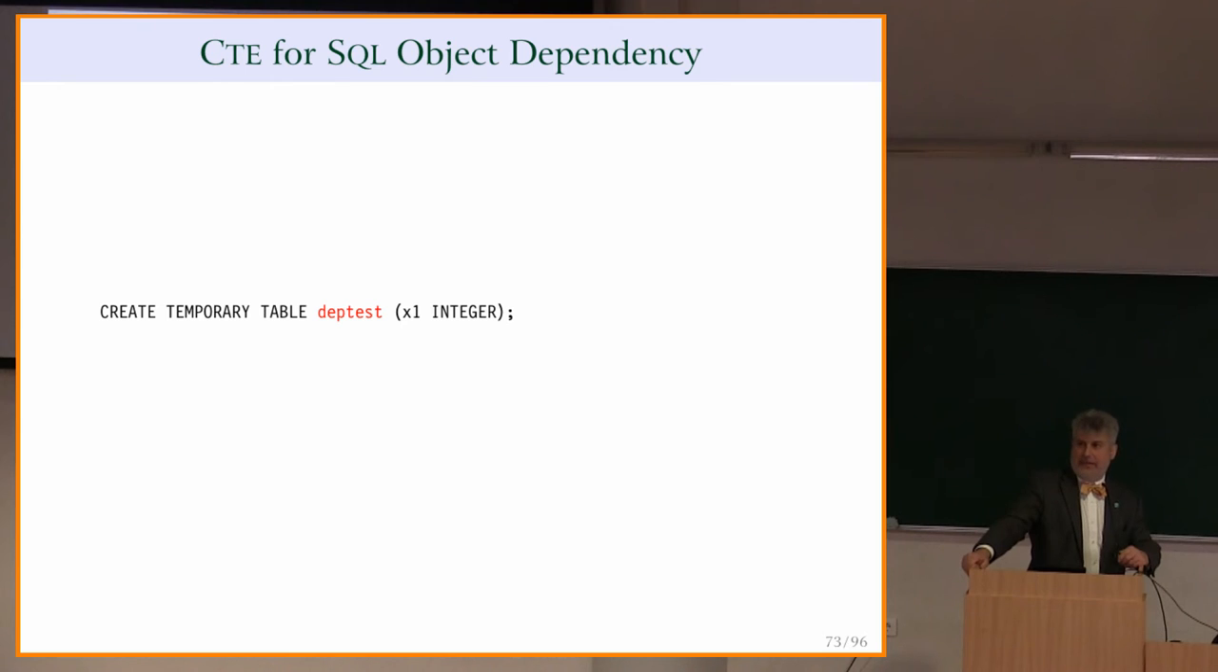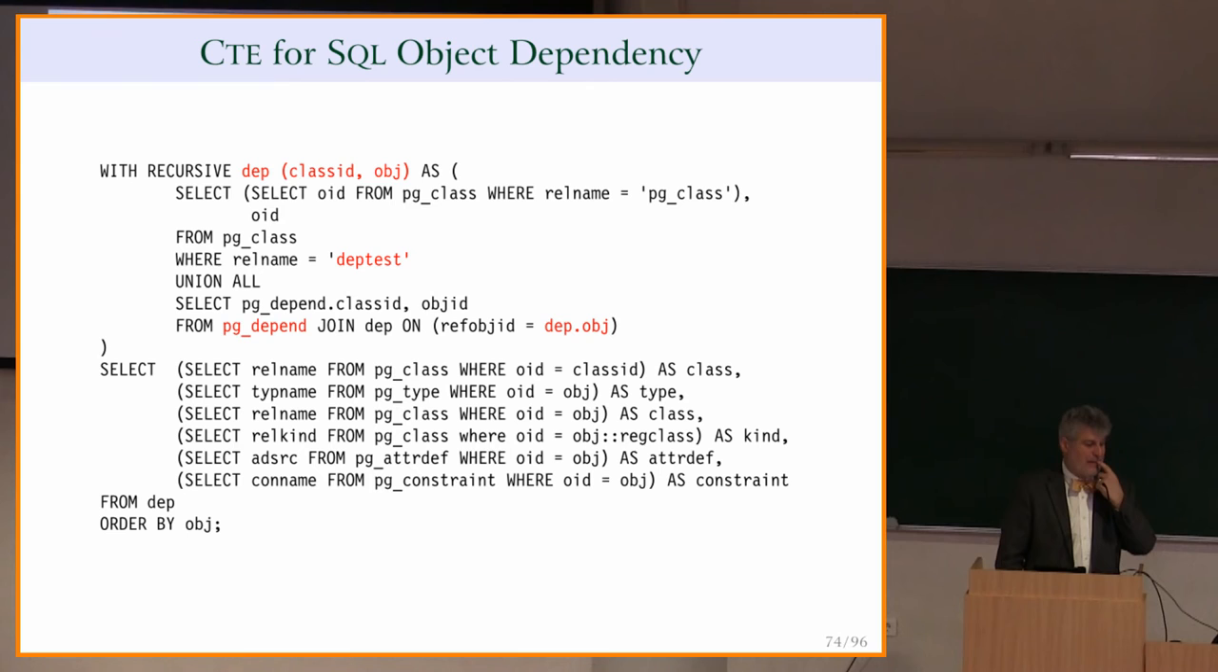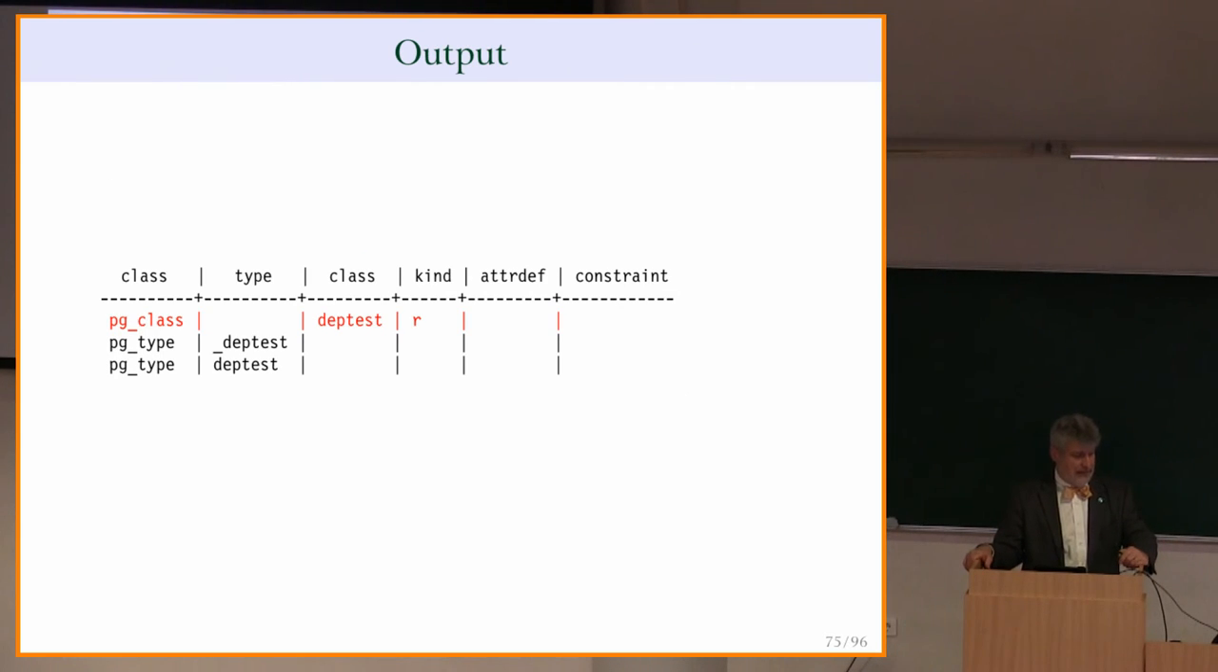Okay. Another example of common table expressions would be a dependency graph. Postgres actually has a dependency table that I'm going to show you. I create a temporary table here in red. And I know this is a really big query, but what it does is to walk through the dependencies for this particular table that I've just created. Okay? And if I actually look, I can see from the dependency graph that this table right here has two dependencies. It has a PG type and a PG type array dependency. Okay?